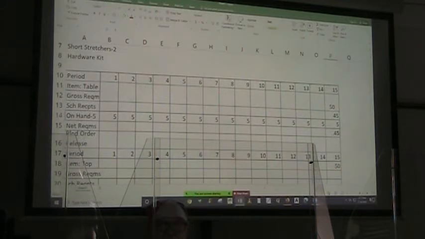All right, so then we say, let us assume that to assemble our top and all our other parts has to be started in the 13th time period, right? In other words, it takes 2 time periods to get the tables assembled. So therefore, this 45 for our net requirements comes down here.